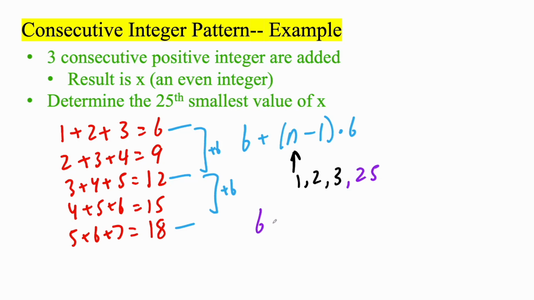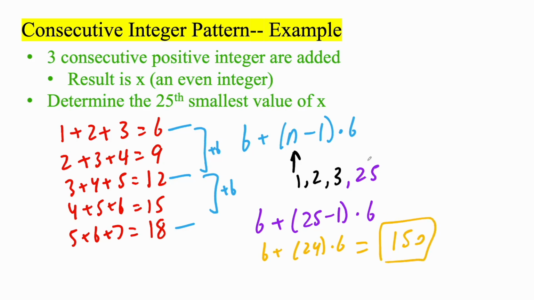So we're going to get 6 plus parentheses 25 minus 1, close it, times 6. And so we're going to get 6 plus 25 minus 1 is 24 times 6. And if you go ahead and use a calculator, you're going to get 150. And this right here is our final answer. And that's all we need to do for these types of problems.